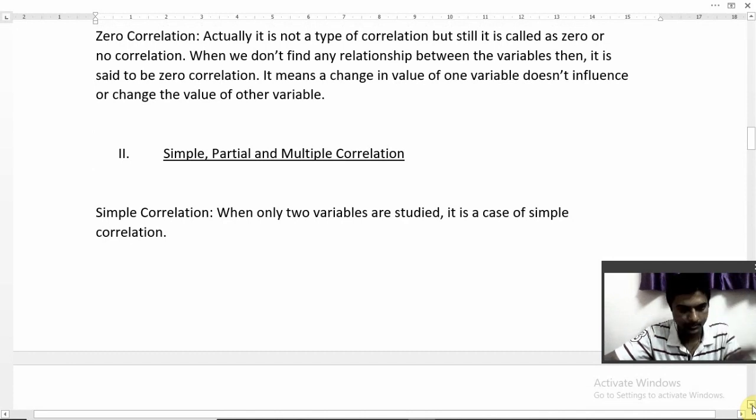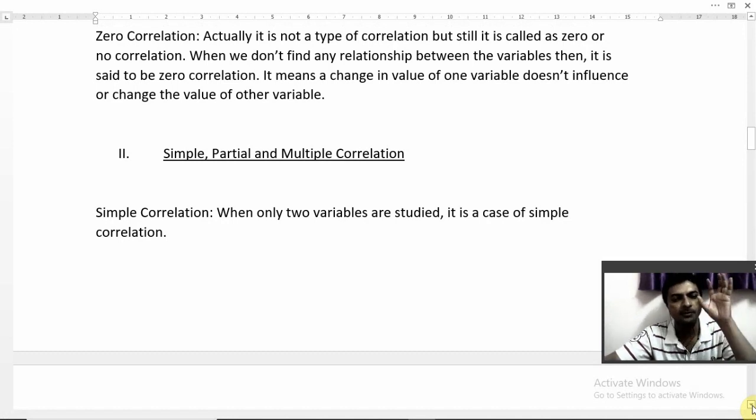The second type is simple, partial and multiple correlation. Very, very important, and you can see many questions will come in the exam considering these three correlations. Yes, what is simple correlation?